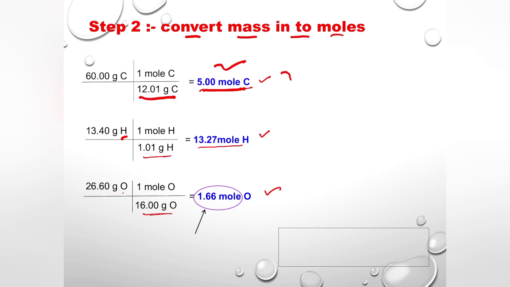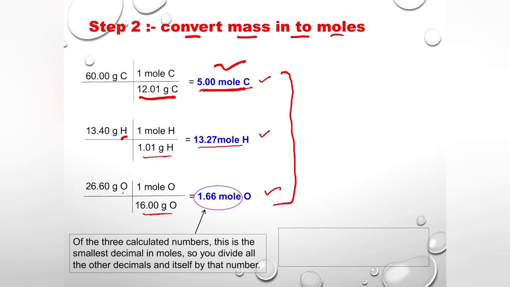Before proceeding to step number 3, there is a very important point. Of the three calculated numbers, we find the smallest value in moles, which is 1.66. You divide all the other numbers, and itself, by that particular number. It means if we take the percentage composition and get the moles, then whatever the smallest value we get in terms of moles, we divide all the numbers of moles by the smallest mole. In this case, 1.66 is the smallest value.